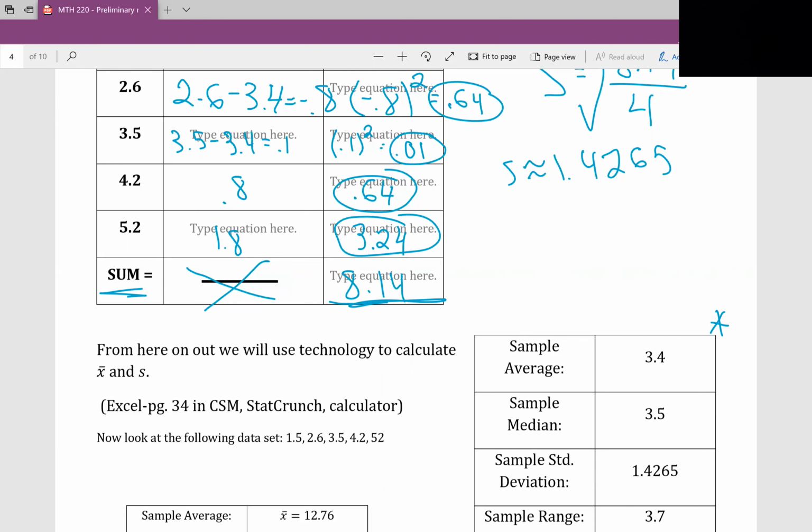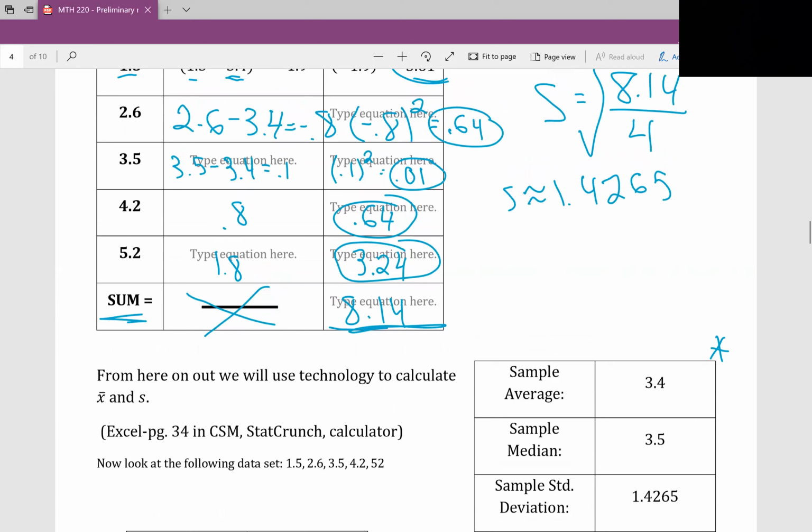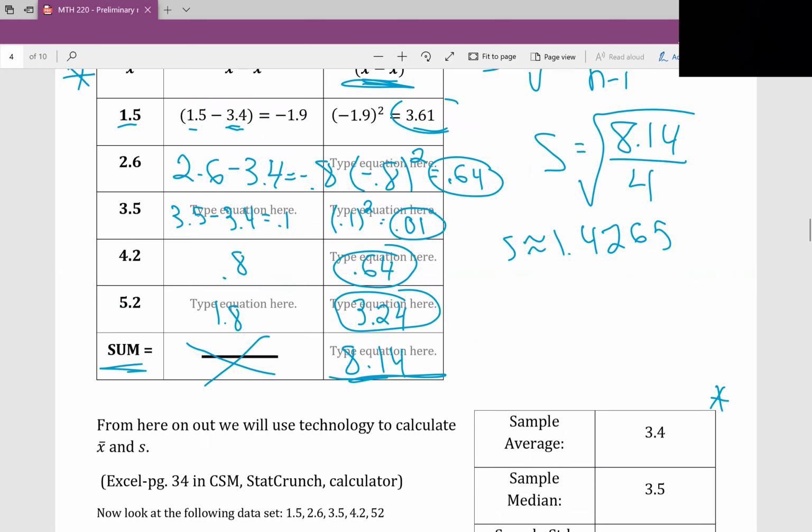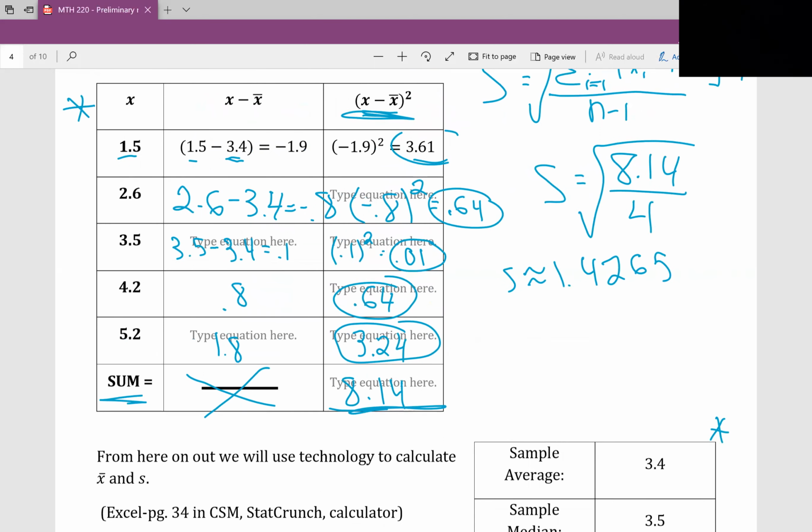Okay, so now what I have over here on the left side of our screen is that from here on out, we're going to use technology to calculate X bar and S, okay? This chart that I have is the easiest way, I think, to calculate S by hand, but computers and any of your calculators will calculate this for you. And again, I will work on posting a video for this later in the week so that you know how to do this in your calculator.